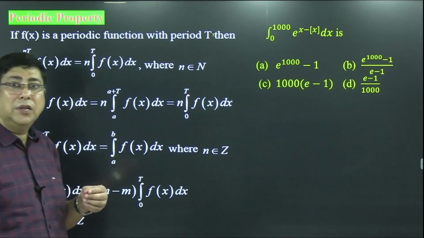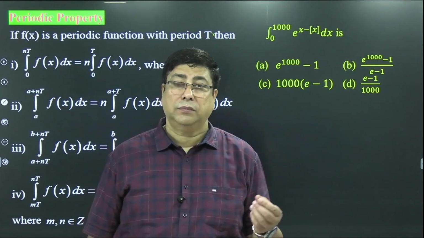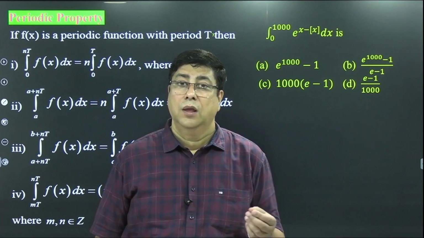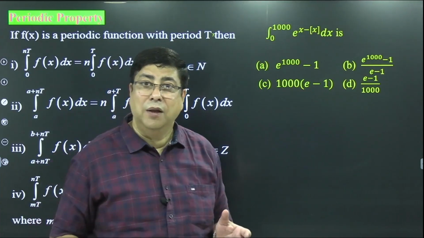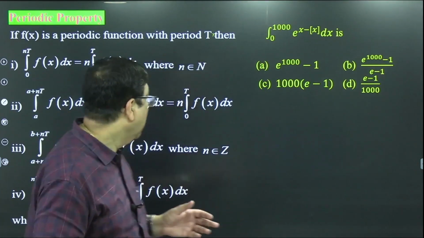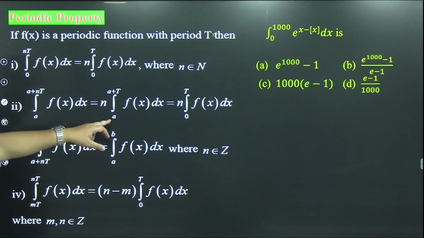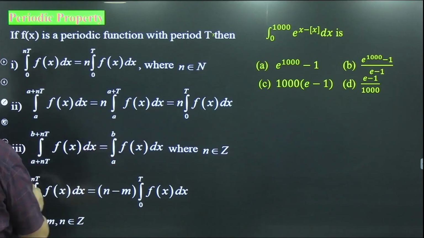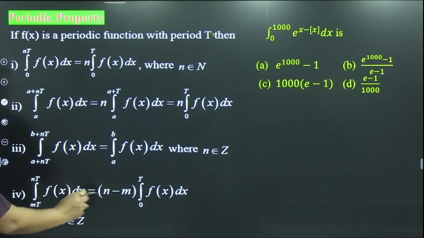Suppose for sin x the period is 2 pi, for cos x the period is 2 pi, for tan x the period is pi. For mod x it is non-periodic because it is not getting repeated. For fractional x the period is 1, because after 1 it repeats itself. So the integral from 0 to nT equals n times the integral from 0 to T; from a to a plus nT, n is outside, so 0 to T; or a to a plus T; and from a plus nT to b plus nT is the same as a to b of f(x) dx; and from mT to nT, it is n minus m times the integral from 0 to T, in this way.